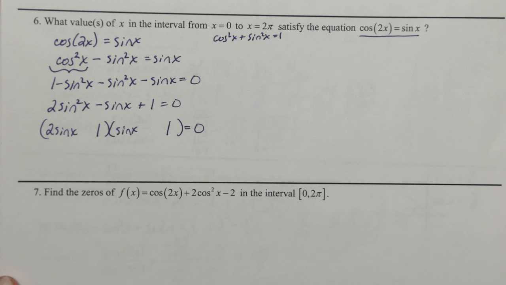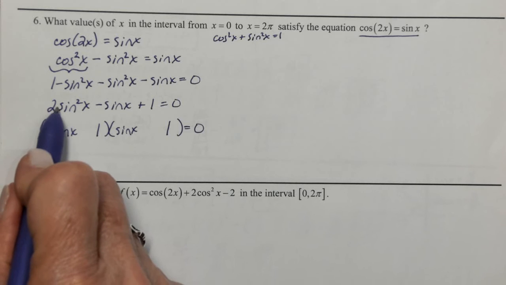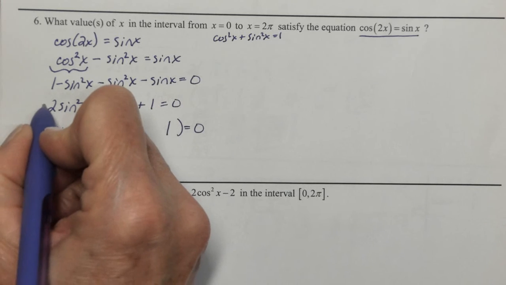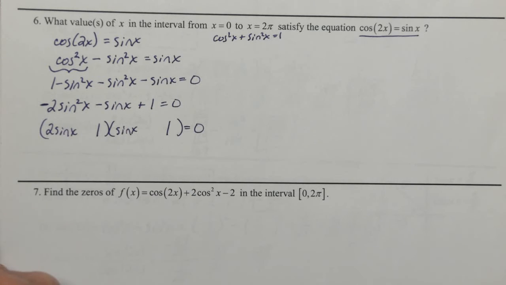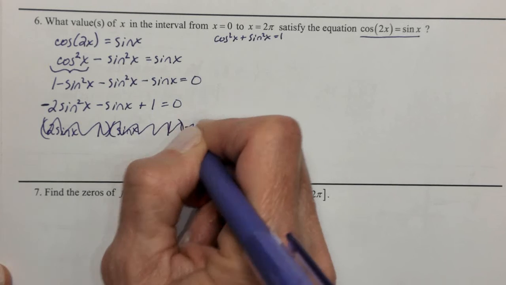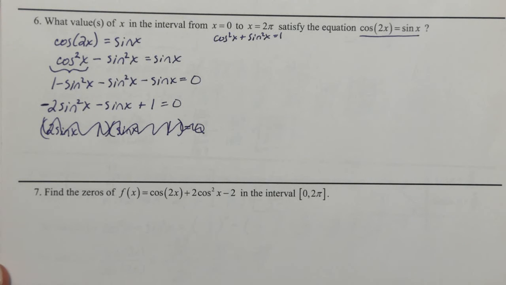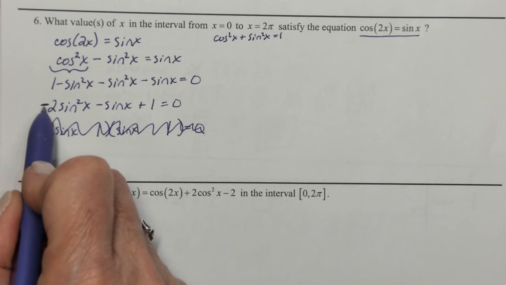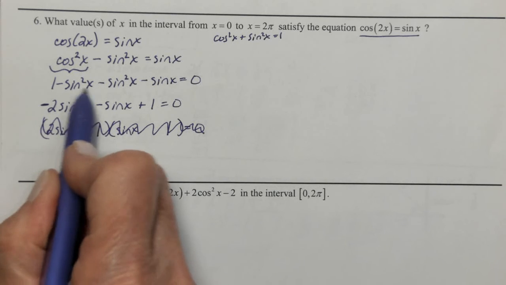Oh, I see what I did. I messed up my signs up here in this step, didn't I? This should have been a -2, correct? Do you agree? That should have been a -2. I messed up my signs, so this will be wrong. I knew I was in trouble because I couldn't factor that, so I knew I had made a mistake. So this should be a negative 2 sine squared x because of these two.